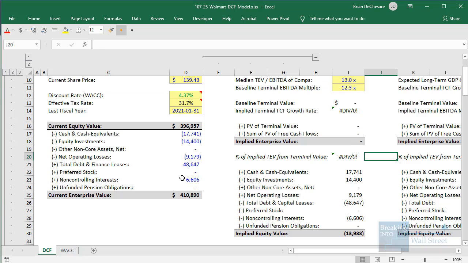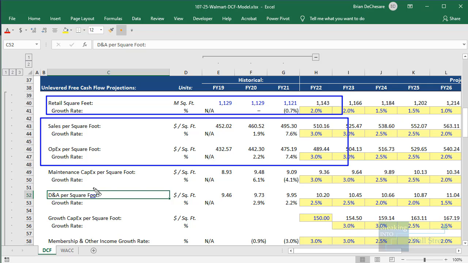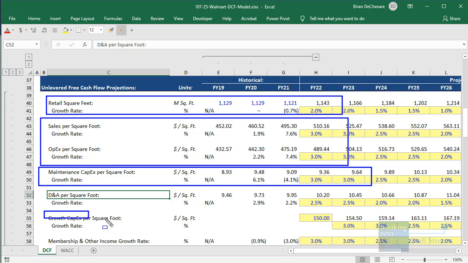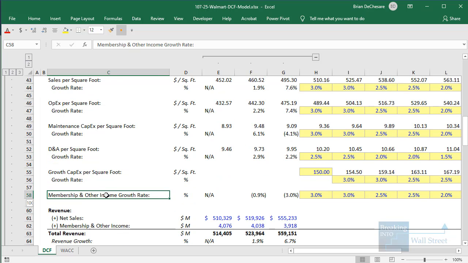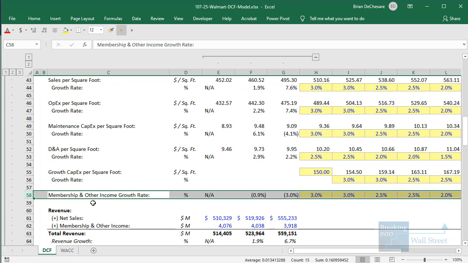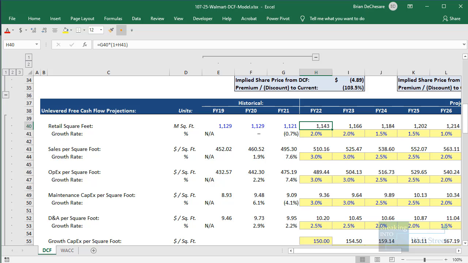For example, for Walmart, we have their retail square feet, which is a top level driver. We have the sales per square foot, the operating expenses per square foot, and then we have capital expenditures per square foot, growth capex per new square foot. We have depreciation and amortization per square foot, and then we have a simple percentage growth rate for their membership and other income for that segment of the business. So we have around 5 to 10 key drivers here. They have growth rates and they have numbers, and we'd say this is reasonable for an analysis that you could complete in maybe a few hours, maybe up to a day if you don't already have an existing template or an example file for this type of thing.